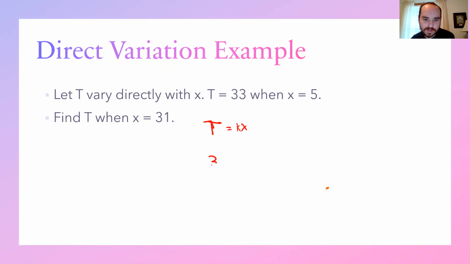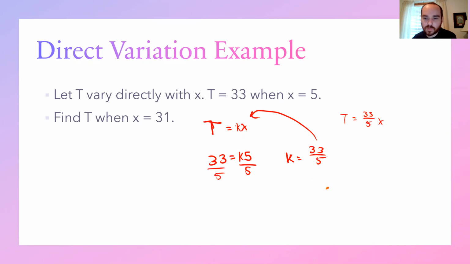So when t is 33, 33 equals k times 5. So we divide both sides by 5. And we get that k equals 33 over 5. So then we plug k into this. We now have the equation t equals 33 over 5 x. And then we want to solve for when x is equal to 31. So we're going to have t equals 33 over 5 times 31.